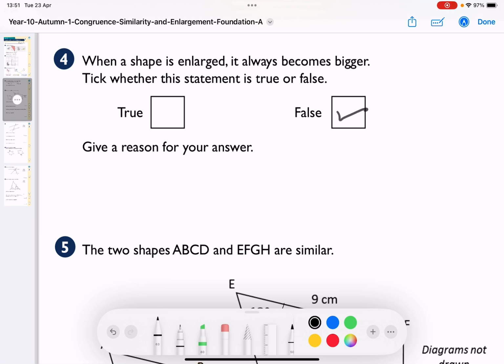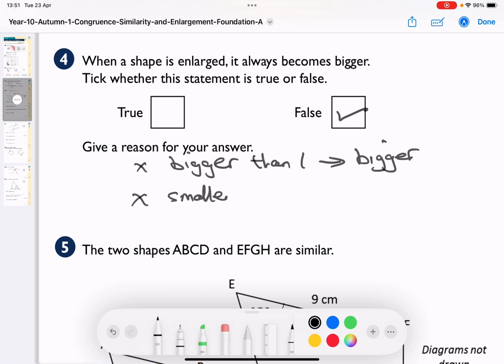It's false. If we multiply by a number bigger than 1, then the shape becomes bigger. However, if we multiply by a number smaller than 1, i.e. a fraction, say like a half, it actually becomes smaller. So if I'm going to make something half size, it literally means every side is half the size, and that means I've multiplied by a half. Same as if I multiplied by a quarter, it's the same as dividing it all by 4.